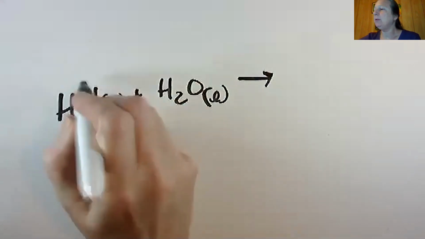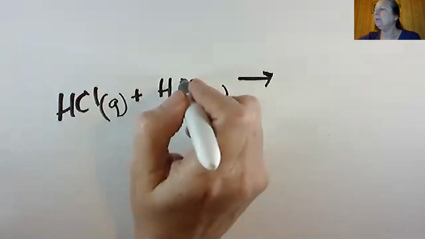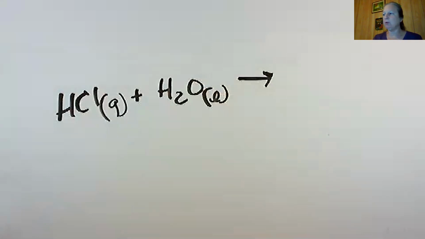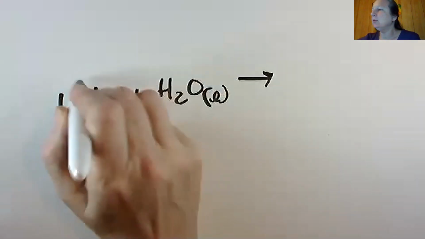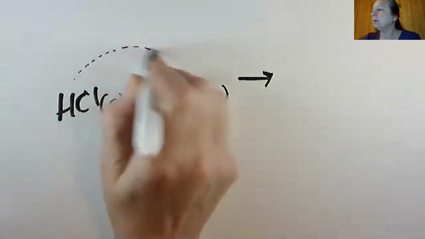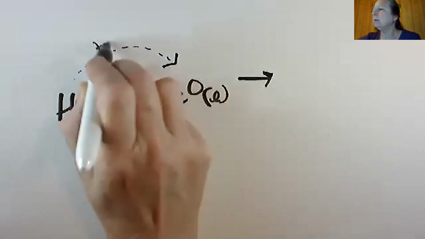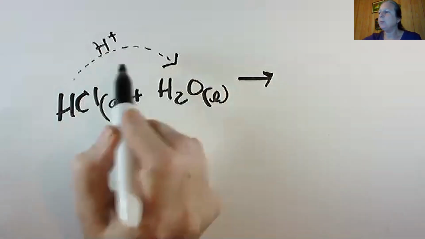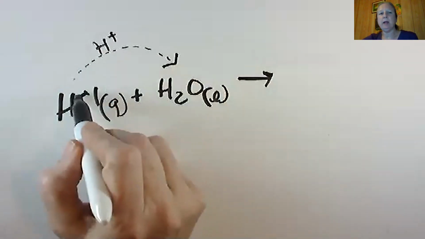So what happens, this is acting as a base. When we get into acid-base chemistry, you are going to learn that you have an acid and a base in every acid-base reaction. The base steals the proton, takes it. It does not steal a hydrogen. That is a proton. It leaves the electron behind.